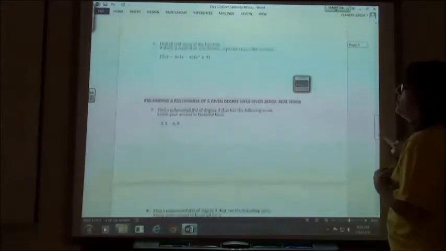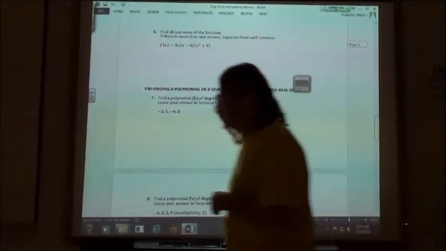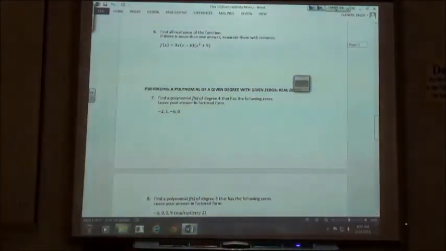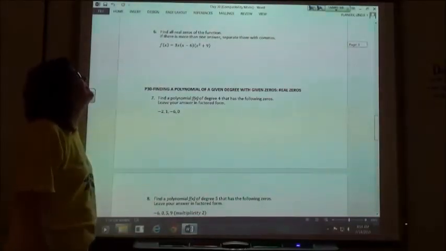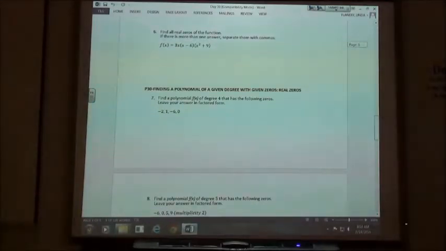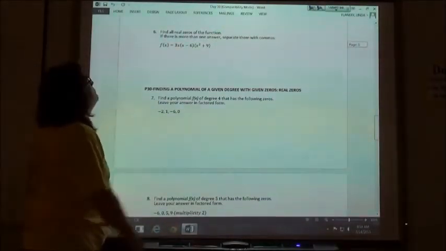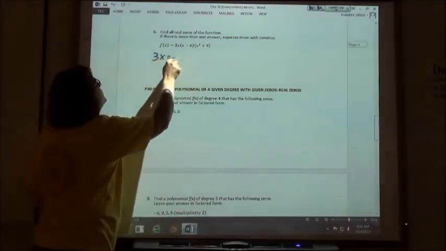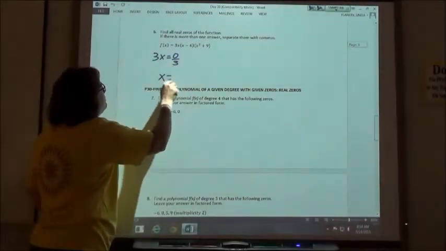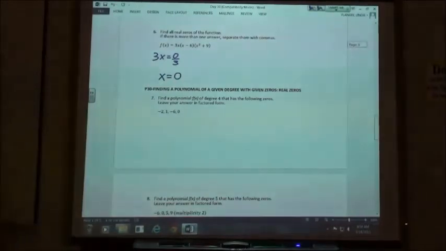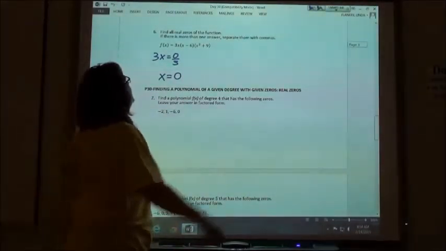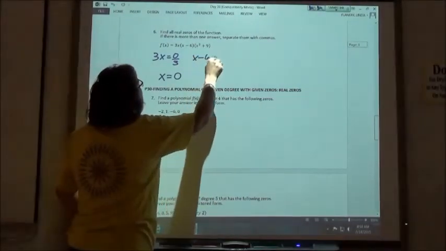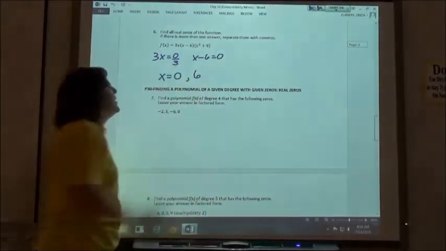So, on the third one, if I'm going to solve that one, what should I do? Divide by 3. So if 3x equals 0 and I divide by 3, I just get 0, right? The next one, add 6. If x minus 6 equals 0, you add 6, so you get 6.